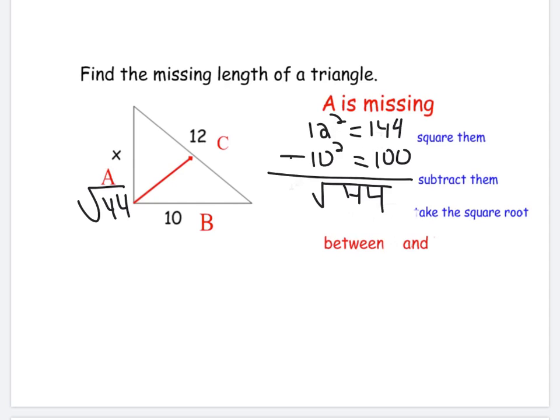But that's not a perfect square, because otherwise I could take the square root of it and get an actual answer. So I have to tell what it's between and what it's closer to. So the square root of 44 is between 6 and 7, and it's closer to 7. If you don't remember how to figure that out, please reference the video from the very beginning of the school year that is squares and square roots.